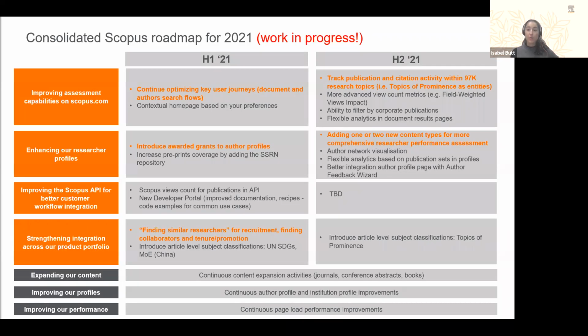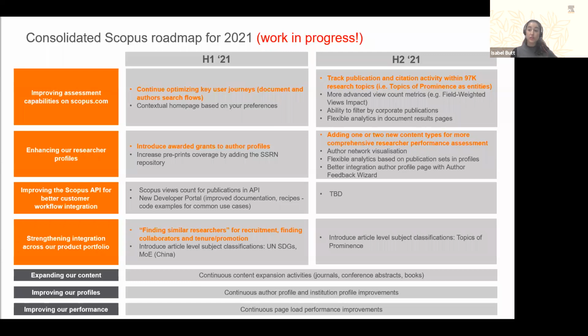We're also looking at how we can add visualizations for the author network. So how can you see who you're connected to and who might be within your network, but you don't yet know. And we've seen some interest about how that will be useful for researchers. Flexible analytics are also on the cards. The next thing, again, the API, continuous focus on this and view counts here, as well as a developer portal.